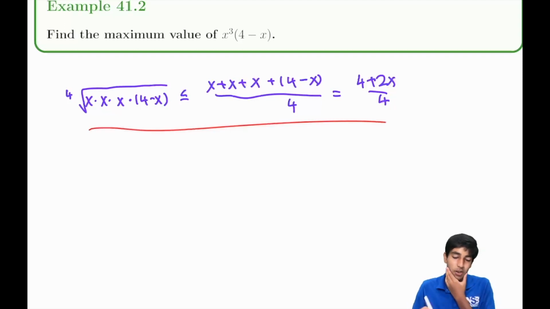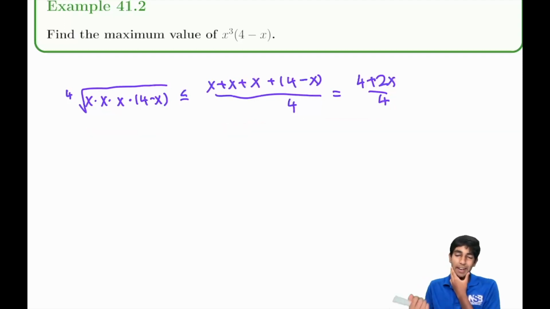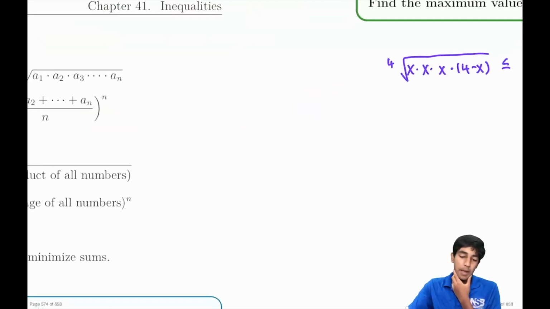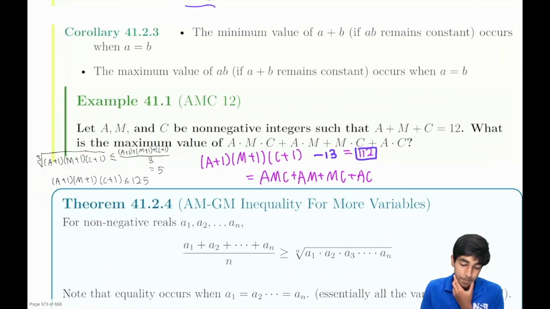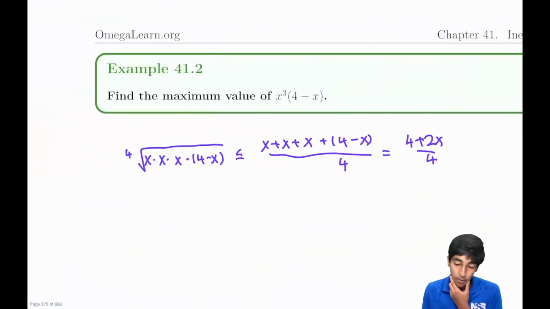So this is not going to work. Why didn't it work? Because in our previous case, our sum was super nice. Our sum was something that was constant. Here, our sum is not constant.